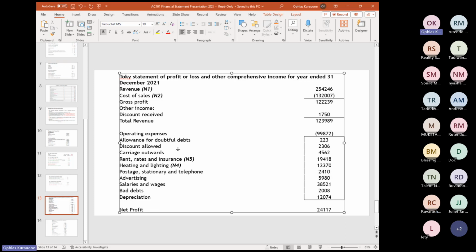Discount allowed is an expense because you are giving your customer a discount. Carriage outwards is an expense because, for example, when Lobels or Baker's Inn is transporting and distributing bread to various areas, they incur some expenses, motor vehicle expenses, and everything.